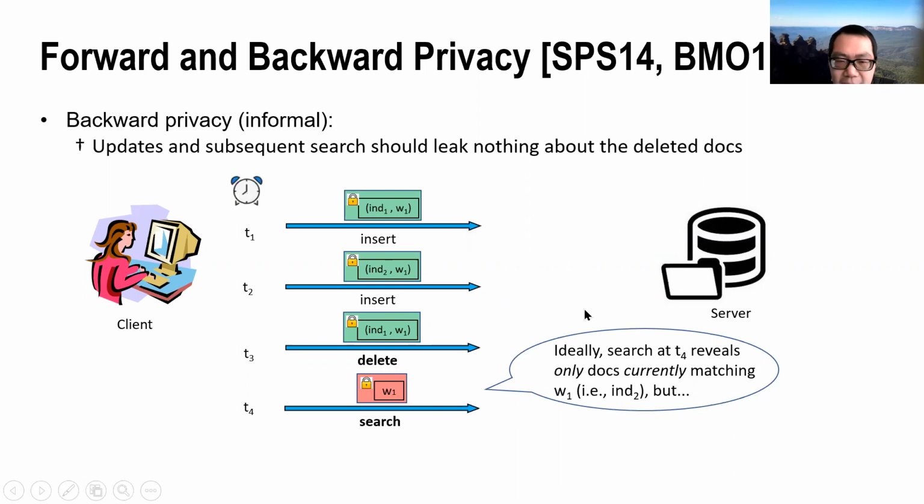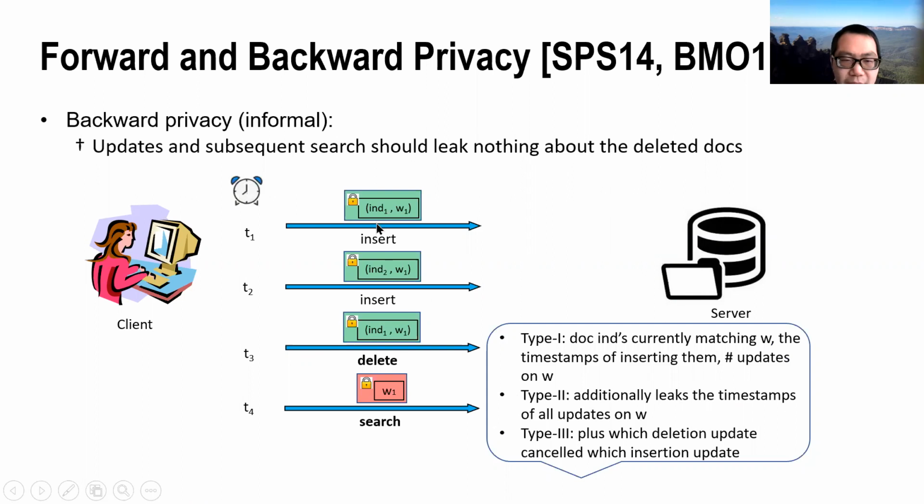This is because it may still leak some information about the deletions, like the deletion operation happens at time T3. According to the amount of information leaked during the updates, the backward privacy is classified into 3 types, from type 1 to type 3. We suppose that the current search is performed on the keyword W. The type 1 backward privacy allows to leak the documents currently matching the query W, the time steps of inserting these documents, and the total number of updates on this queried keyword. Type 2 backward privacy additionally leaks the time steps of all the updates on these queried keywords. For type 3 backward privacy, it further leaks which deletion cancels which insertion.